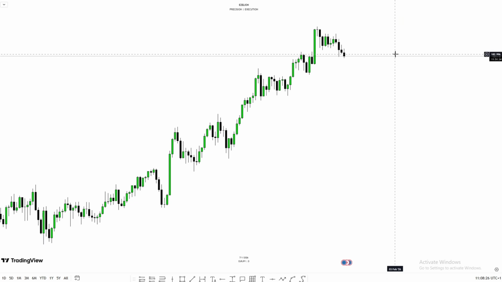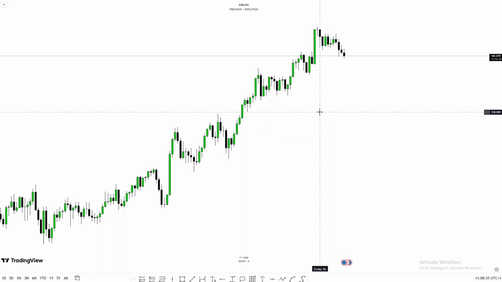And what does this give us? It lets us know that taking bullish setups will make more sense. Not that you cannot take a bearish setup, but it will make more sense taking setups that are bullish.